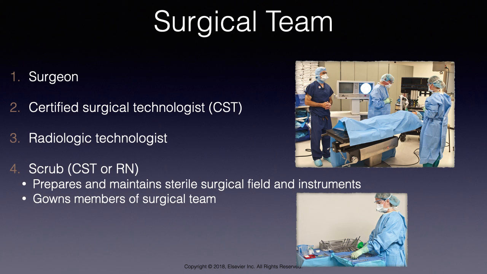The surgical team includes the surgeon, the certified surgical technologist, or CST, the radiologic technologist, the scrub nurse, or CST or RN. Also not listed would be the anesthesiologist or the nurse anesthetist. The scrub tech of the surgical team prepares and maintains the sterile surgical field and instruments, gowns members of the surgical team, and does anything else that's asked of them.